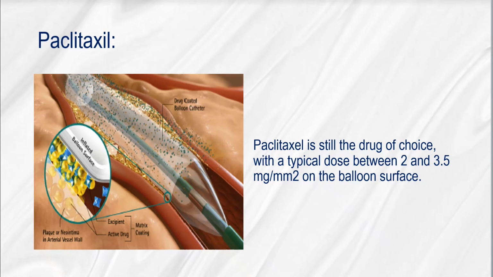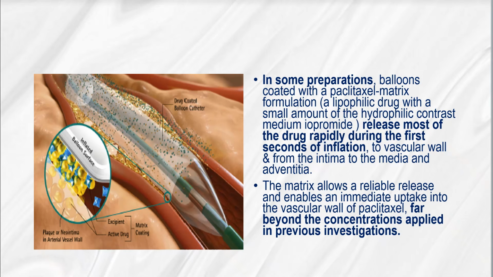Regarding the drug used in drug-coated balloons, paclitaxel is still the drug of choice, with a typical dose between 2 to 3.5 microgram per millimeter square on the balloon surface. In some preparations, the drug is mixed with a hydrophilic contrast media to increase its hydrophilicity, leading to a more rapid release of the drug in the first seconds of inflation. This leads to a far higher concentration of the drug in the vascular smooth muscle cells.